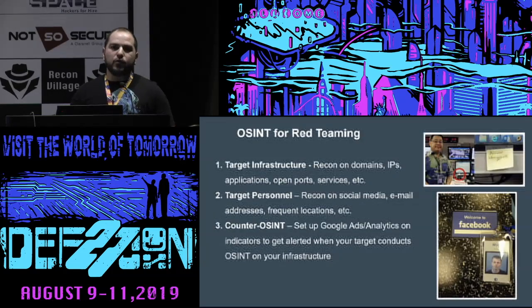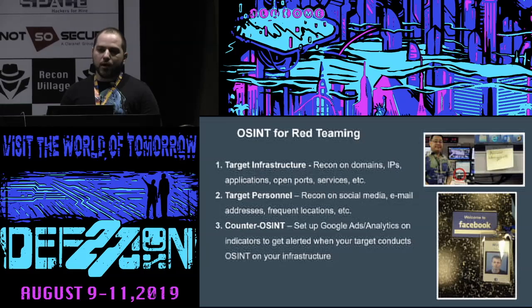Now let's look at how red teamers are using OSINT today. A lot of you are probably red teamers in the audience here. I know we're at Recon Village. Typically when you're using OSINT, you're in the reconnaissance phase of your engagements. So doing recon on domains, IPs, any applications you're targeting, looking for things like open port services, et cetera. If I want to do some recon on a domain, I might use a public tool like Whois to see registration information, and see if maybe someone's exposed their personal phone number or address that I can use to pivot off of and find other information on my target.